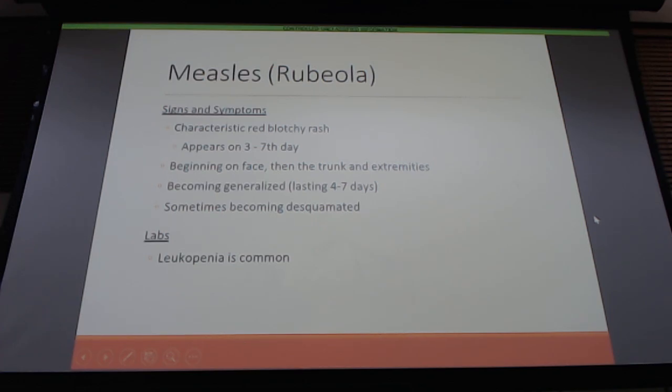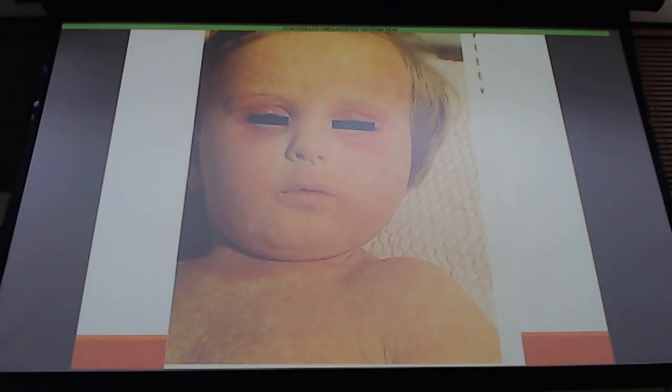So just like some of the other ones that we talked about, this one also desquamates, so the skin peels off. Like it's a sunburn. Okay? You may have some leukopenia, may. Okay, that is not definitive, because we really don't do labs for this stuff. We usually will do clinical diagnosis for this stuff.